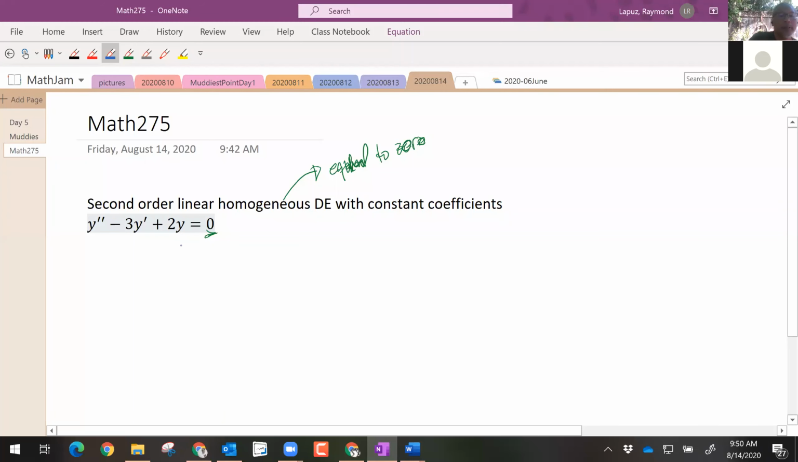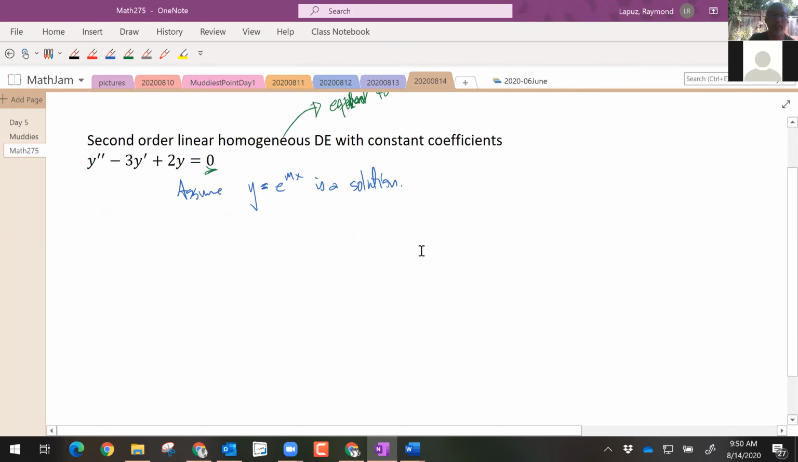All right, we're going to assume that y equals e to the m times x is a solution. And we're going to be interested in finding m to be our solution. There's also other theory revolving around this that I don't have time to talk about, but we're looking for two solutions. So that part of the theory we'll just accept for now, and then you'll learn it in your class.